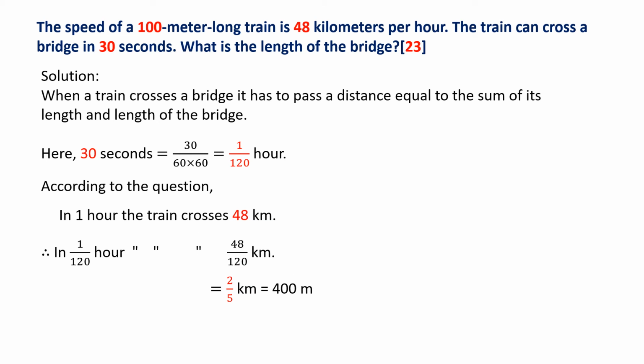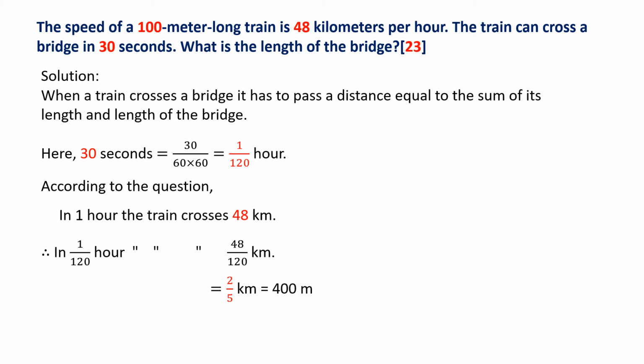Now, according to the question, in 1 hour the train crosses 48 kilometers, because the speed of the train is 48 kilometers per hour. So as the train crosses the bridge in 30 seconds, or 1 by 120 hours, in 1 by 120 hour the train crosses 2 divided by 5 kilometers, or 400 meters.